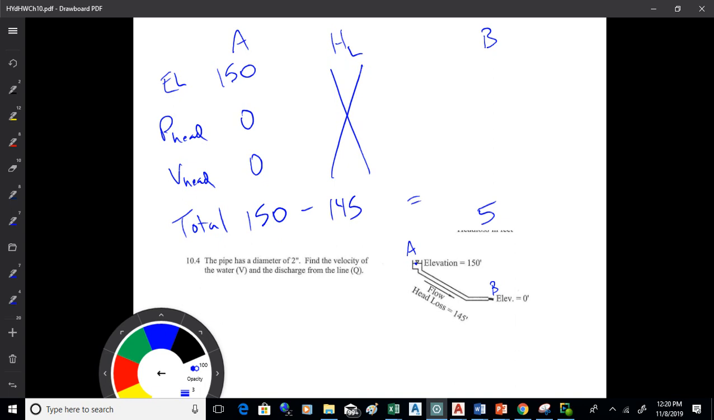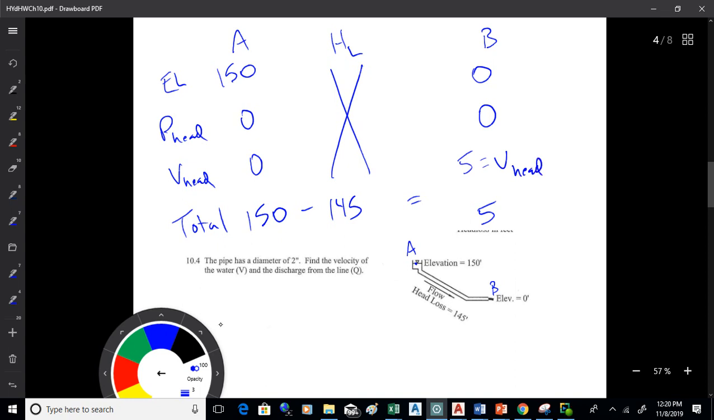Okay, and there's no elevation and no pressure head there because you've come outside of the pipe. So all that 5 feet is going to go into velocity head. And what that is, that's 5 feet, okay? So what you want to do then is to find the velocity that's associated with 5 feet, okay?